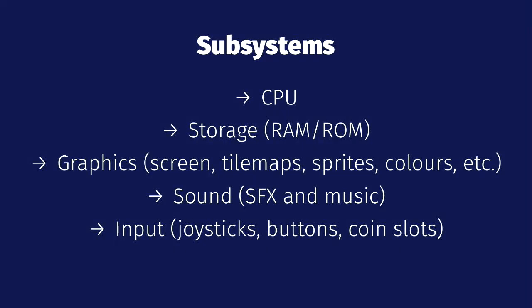So if you sit down and read the schematic diagram, you can see that arcade hardware is roughly split into a number of different subsystems. So we've got the CPU, storage, so RAM and ROM, graphics, which is things like screen drivers, tile maps, sprites, colors, etc. Sound, so that's sound effects and music, and input, that's the joysticks, buttons, coin slots, and dip switches.